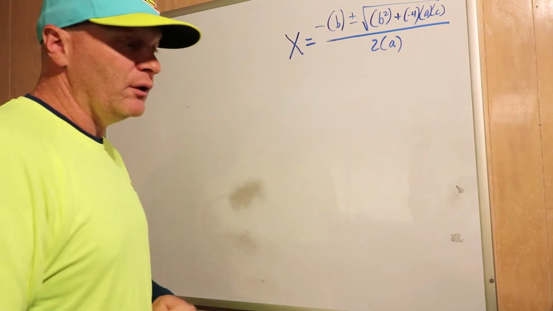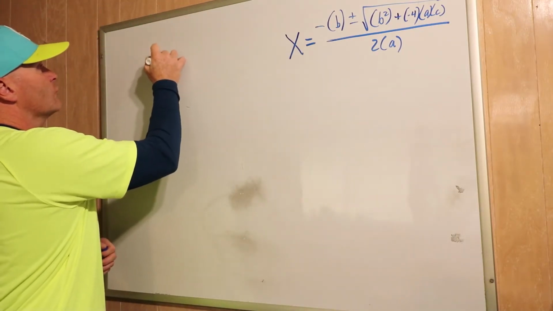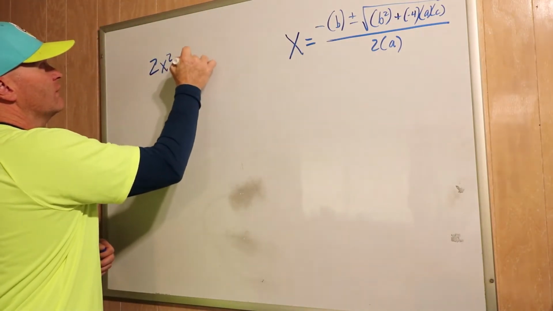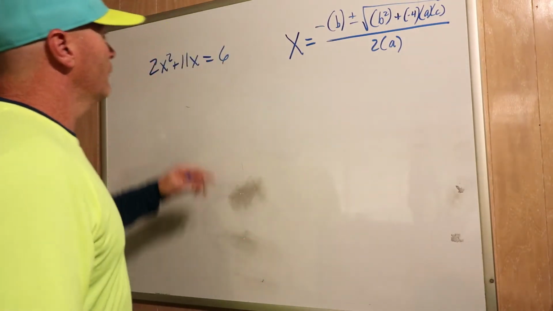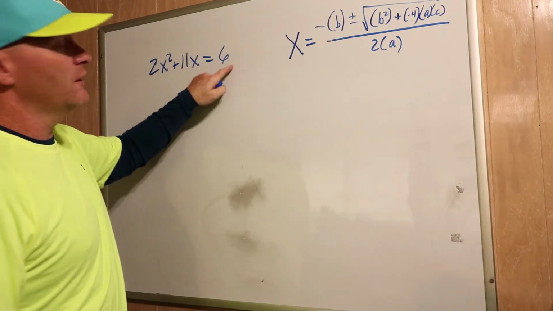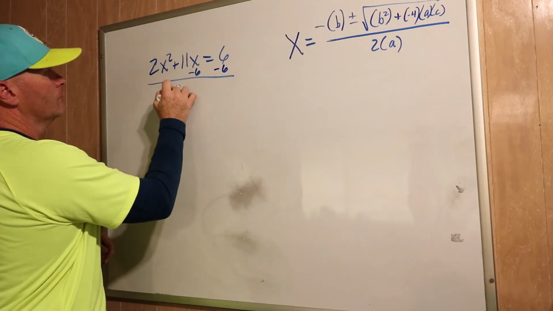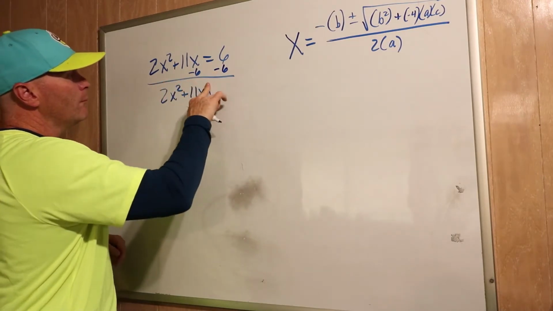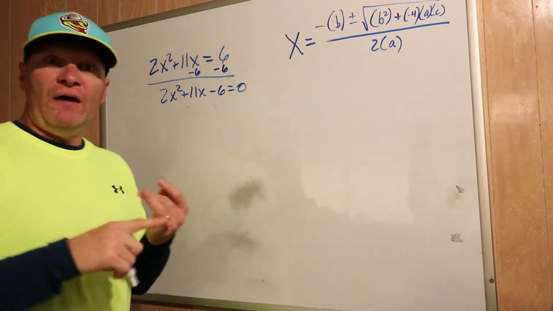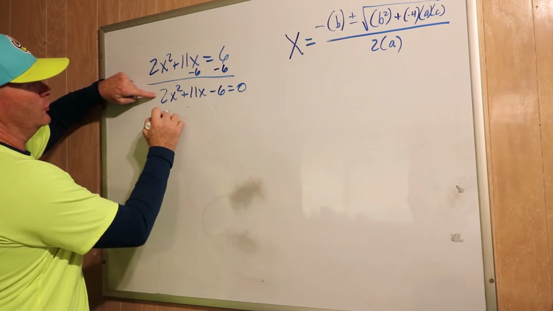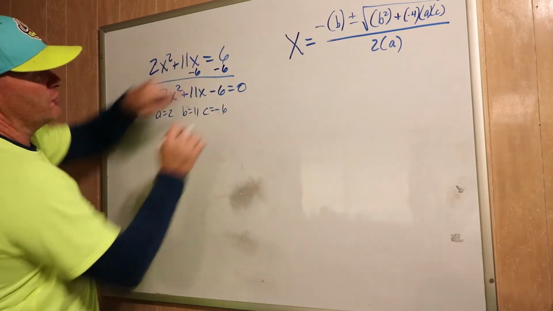Let's look at a couple examples just to remind you what they look like. Let's try this one first: 2x squared plus 11x equals 6. Okay, remember, step 1 is make sure it's in standard form. So you need this to be equal to 0, so we're going to do minus 6 on both sides. Oops, minus 6 equals 0. There's step 1. Step 2 was find a, b, and c. Well, a is 2, b is 11, c is negative 6.